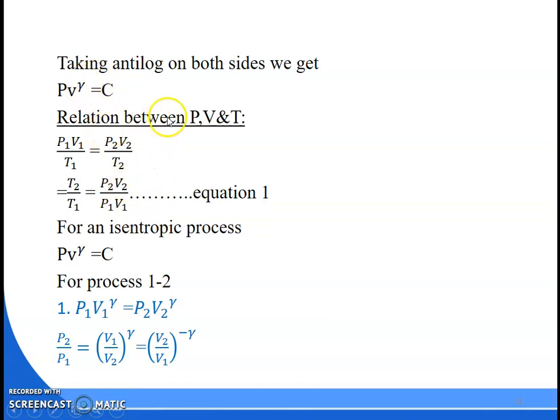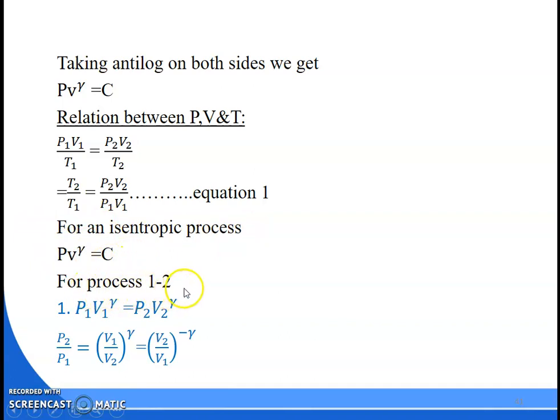Then we will derive the relationship. What is the relationship between P, V and T? We know that P1 V1 by T1 is equal to P2 V2 by T2. So what is T2 by T1? This T2 will go to this side, then T2 by T1 is equal to P2 V2 by P1 V1. I am taking this as equation 1. So for an isentropic process, P V to the power gamma is equal to constant.